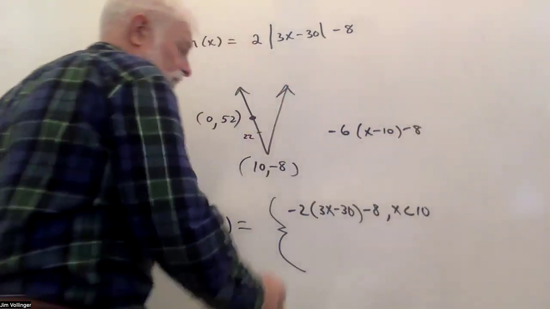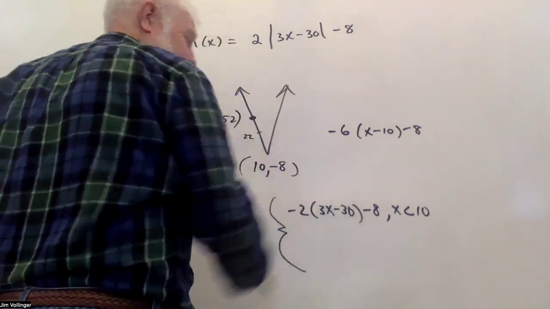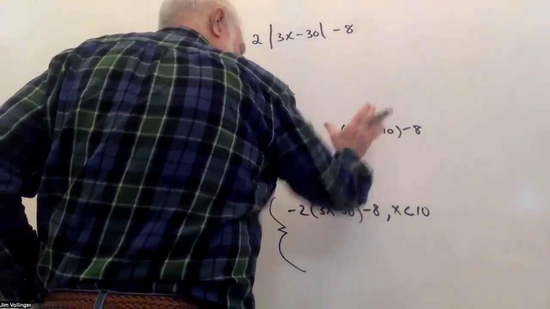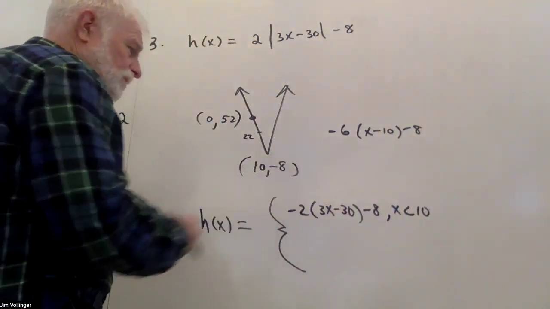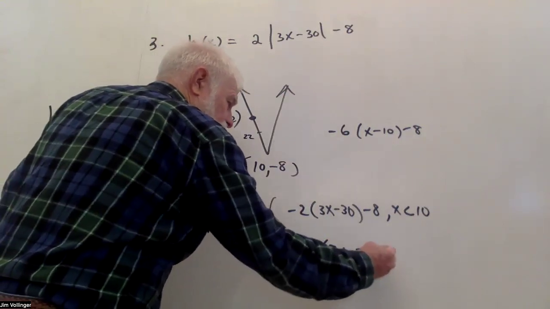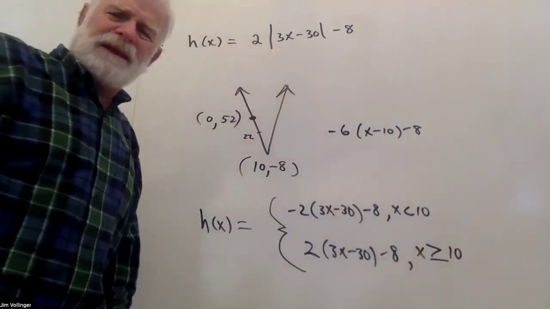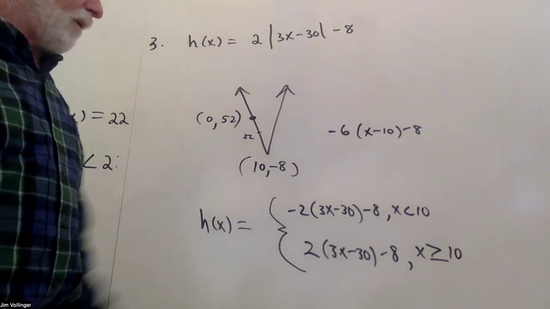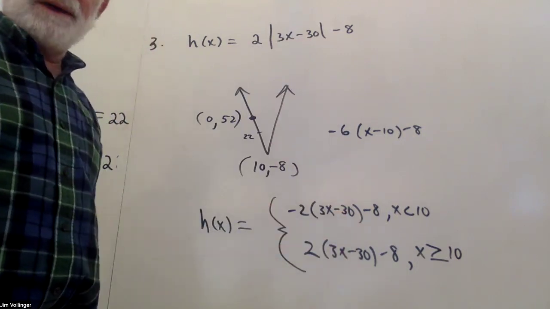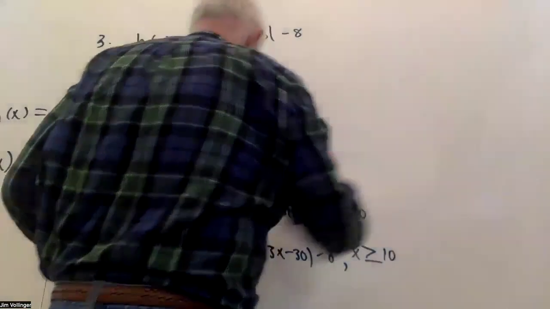minus 8. If I pay you $3 an hour and I take away twice your pay, well, that's so mean. You're losing $6 an hour. Anyway, you can write it that way if you want, but there's no reason to. You can just leave it. And then you're increasing on the other side too: 3x minus 30, minus 8, for x values greater than or equal to 10. I like this method because I don't feel like I have to think. All I'm doing is changing the absolute value symbol to parentheses and putting a plus and a minus on the board. All right, so let's solve this for 22 using our pieces.